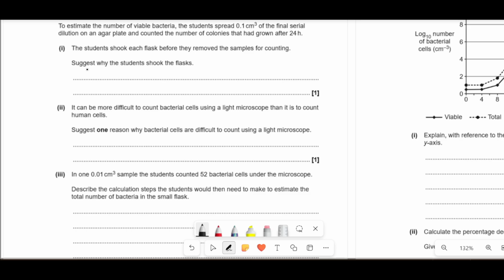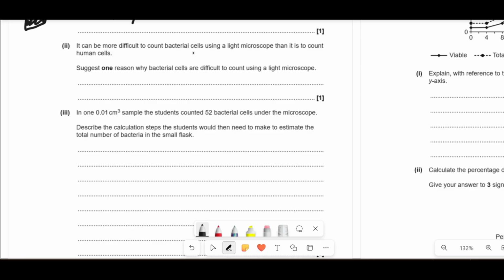The students shook each flask before they started counting them, explain why they did that. So if they just had a flask chilling here and all the bacteria is at the bottom and they took a sample from the top, there's no bacteria in that. So it's just to evenly distribute everything. Generally speaking, if they're ever shaking or inverting things, it's to try and evenly distribute stuff. So if you do chemistry, it's the same for the volumetric flask where they turn it in and out. Invert it, it's to mix it, but also to evenly distribute things.